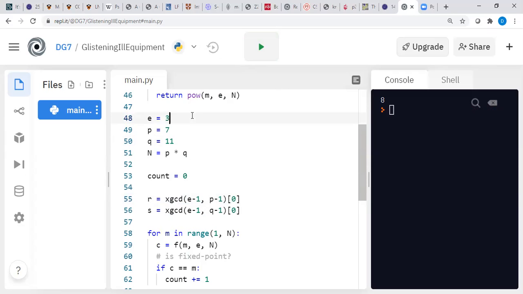So the choice of the public exponent E matters. We don't want E to have a lot of prime factors in common with P minus 1. That is the main point I would like to get across.